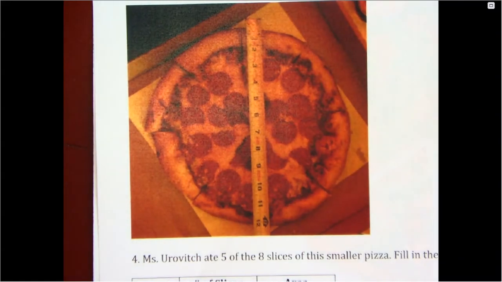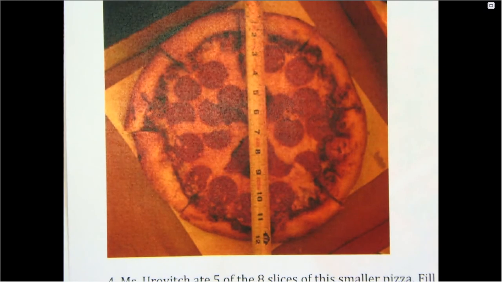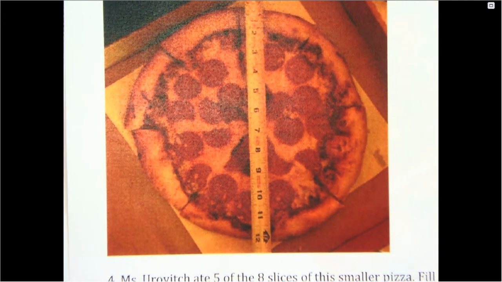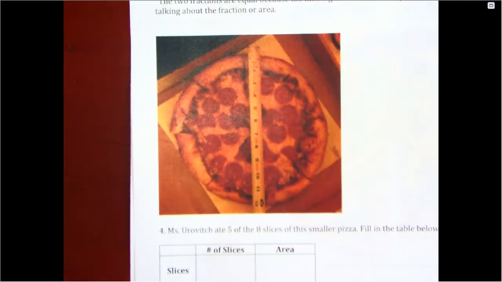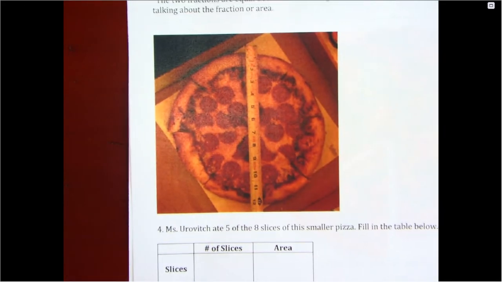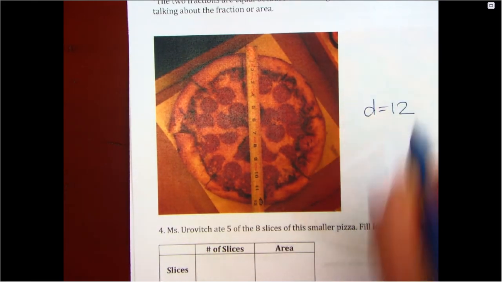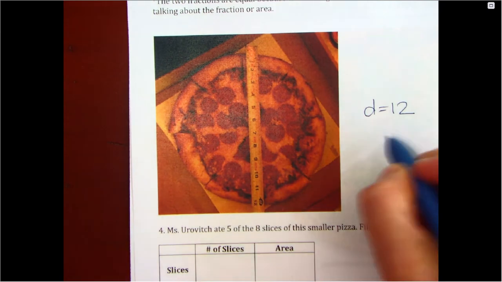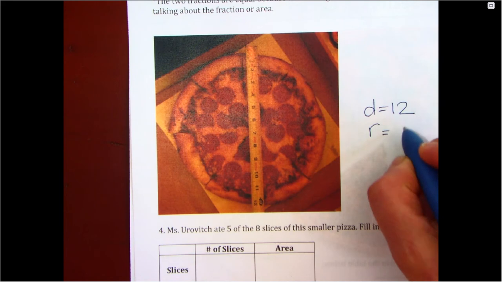Everybody, it's me, Miss Yurovich, and right now we have a pizza, and we are going to figure out the area of the sector of this pizza. Looking at this pizza, we can see that it's pepperoni, but also that the diameter of the pizza is 12 inches, okay? If the diameter is 12 inches, what is the radius? It is 6 inches.